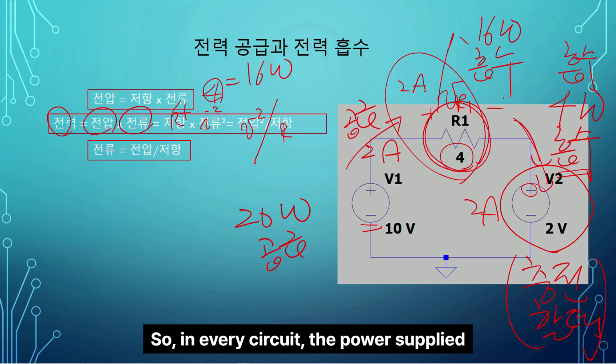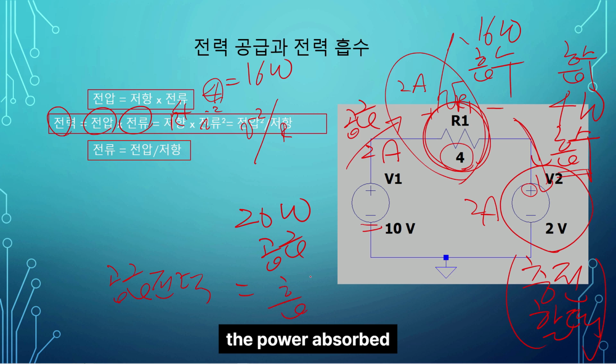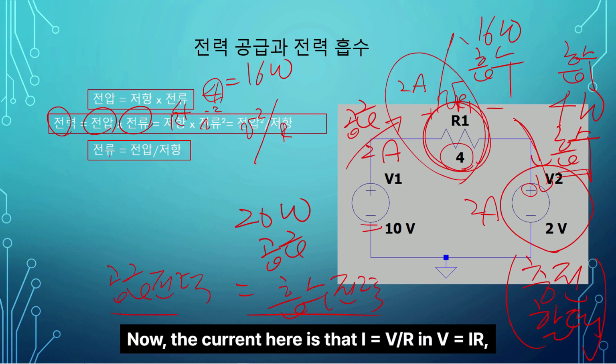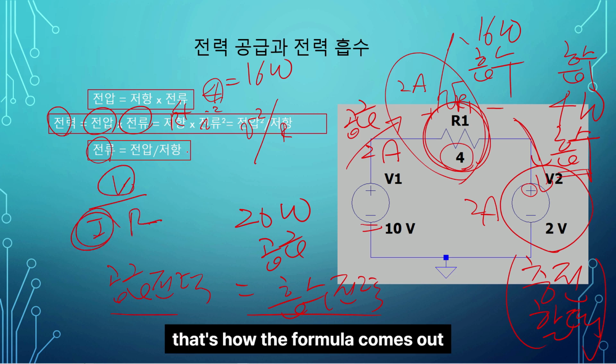So, in every circuit, the power supplied must equal what? It must equal the power absorbed. Of course, if I supply 100 but only absorb 50, where does the 50 go? Always remember that. This must hold true. Now, the power is VI, and since V is IR, that's how the formula comes out. Each of you can apply this according to your respective cases.